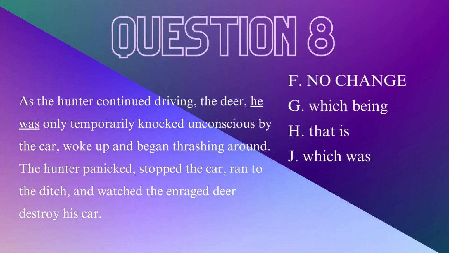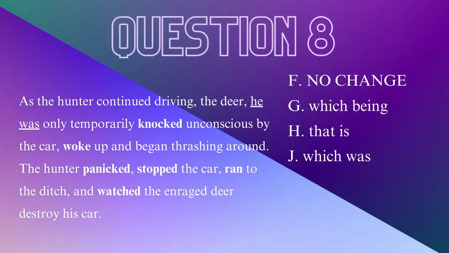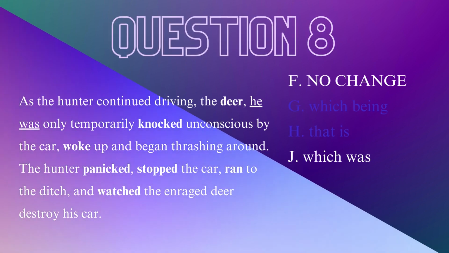Question 8. As the hunter continued driving, the deer, he was only temporarily knocked unconscious by the car, woke up and began thrashing around. Remember that the rest of the verbs are past tense verbs, so the was verb is correct. Would we, in reference to the deer, say he was or which was? The correct answer is J, which was. As the hunter continued driving, the deer, which was only temporarily knocked unconscious by the car, woke up and began thrashing around. It sounded much better.